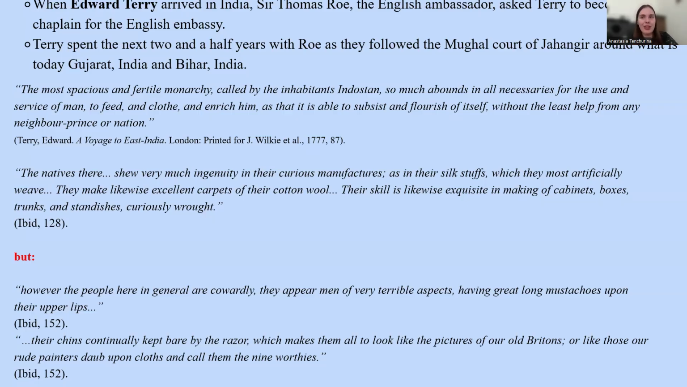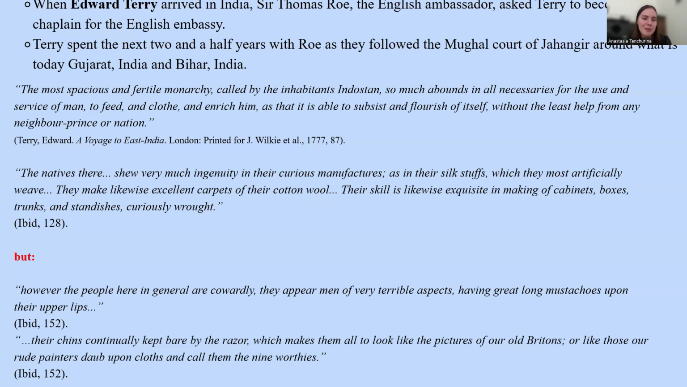Yet, as so often in the corpus that I managed to gather, admiration is immediately limited by judgment. Terry continues with the claim that the people here in general are cowardly. He then describes their appearance: long moustaches, bad chins, in comparison to the pictures of our old Britons, who, as I would presume, in early modern English imaginations were often imagined as rough, wild-looking, semi-barbarous figures. He also speaks about the Nine Worthies, very famous heroic figures from medieval and early modern culture, including King Arthur, Charlemagne, Godfrey of Bouillon.